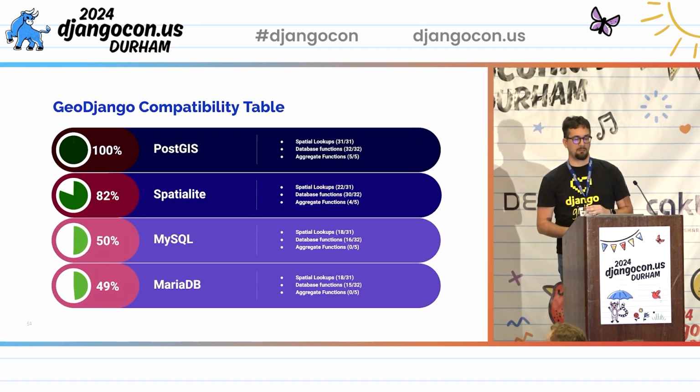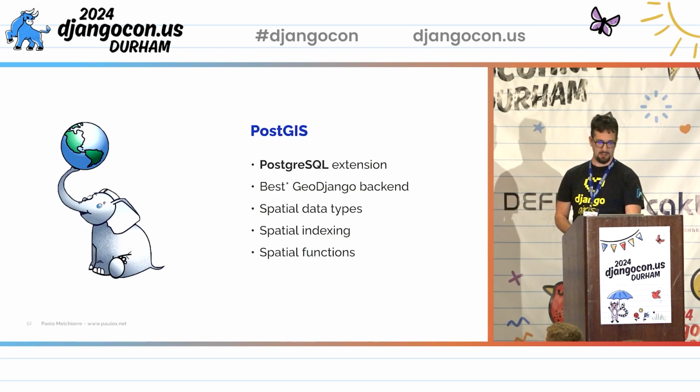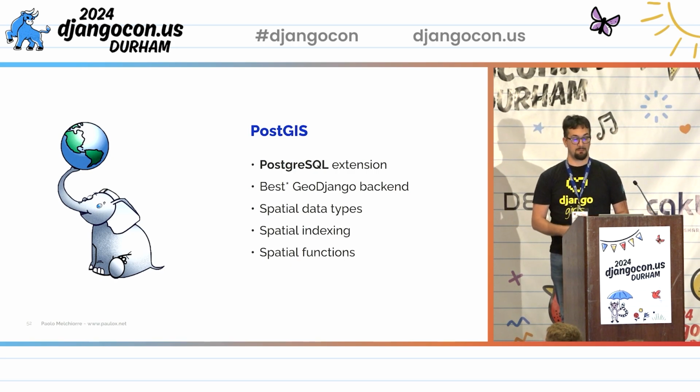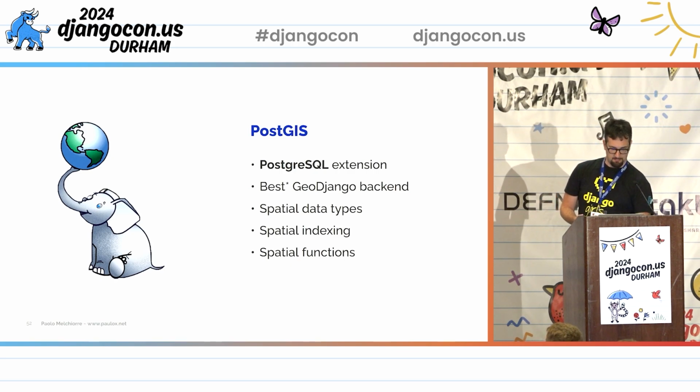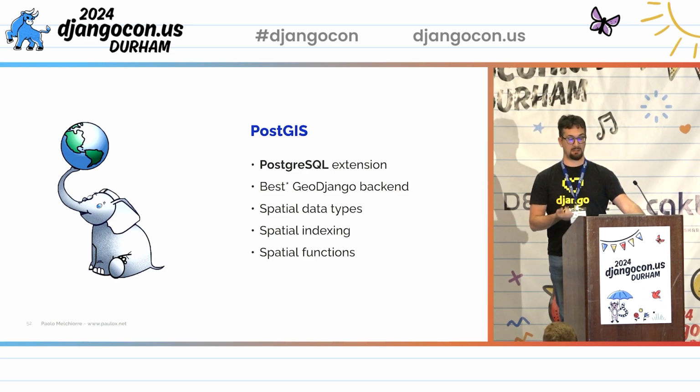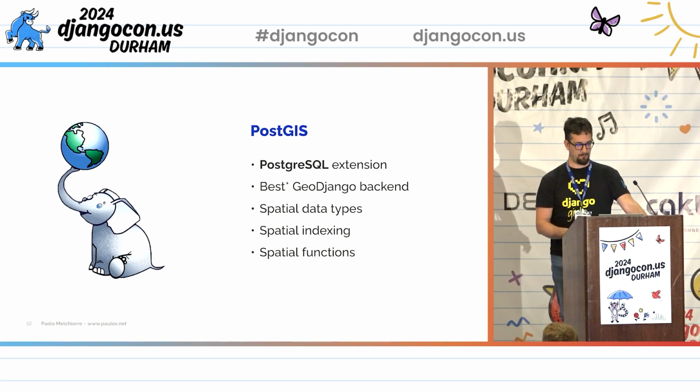This is the compatibility table of all the open source geographic backends, created from the Django documentation. As you can see, PostGIS is the only geographic backend that supports all the features of GeoDjango. So let's use PostGIS as a backend engine. PostGIS is a Postgres extension, and it's the best database backend for GeoDjango. It internally integrates all we need to work with maps.